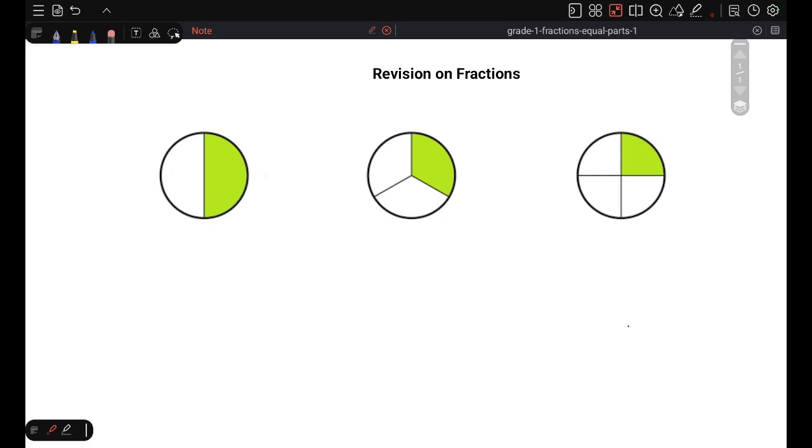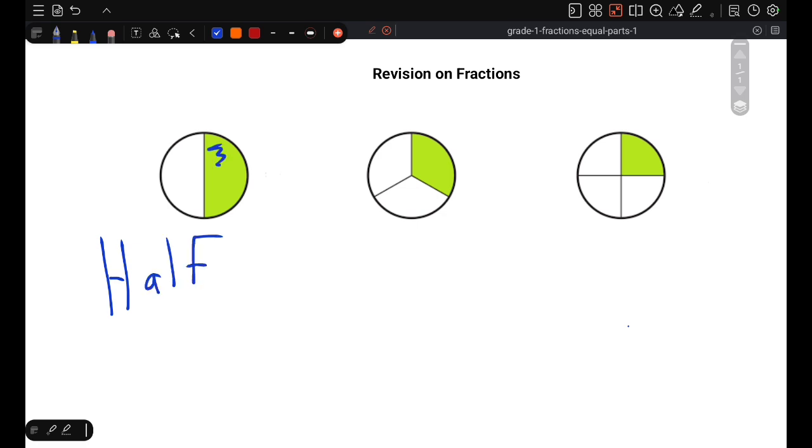The first fraction, we call it half. One part out of two parts is called half. One half, one half.